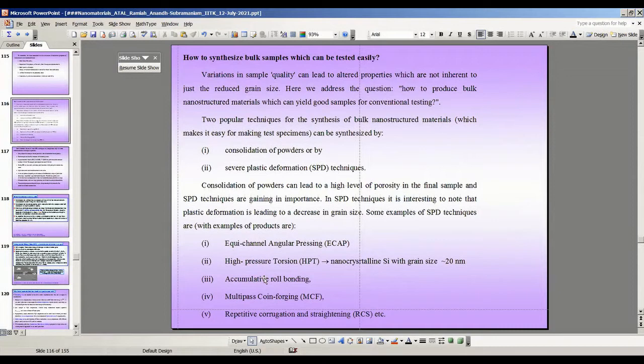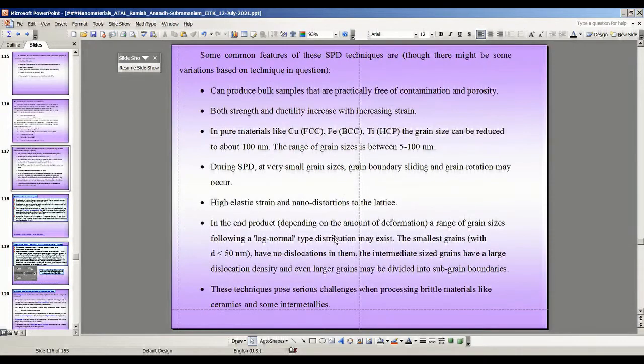People have used, for instance, corrugative forming. One of my doctoral scholars, of whom I am co-guide, is going to defend his thesis next week, who has worked on this multi-pass corrugated forming. So there are techniques, called severe plastic deformation techniques, which can give you bulk quantities of these materials.